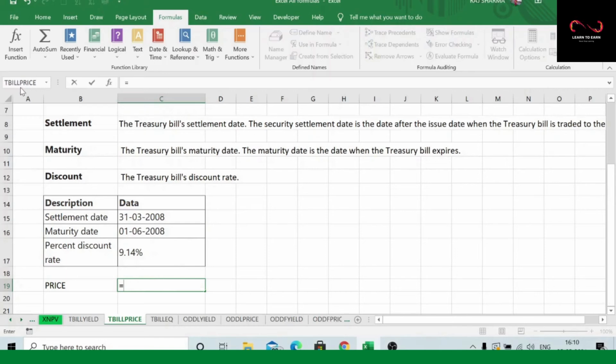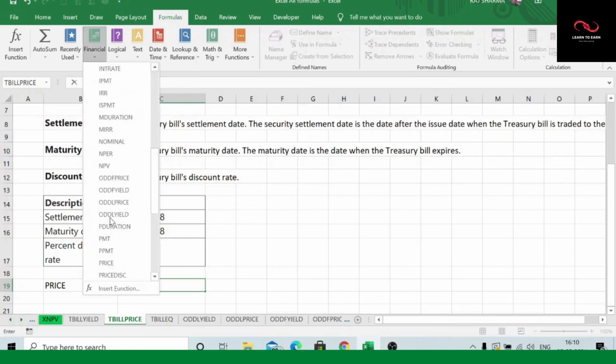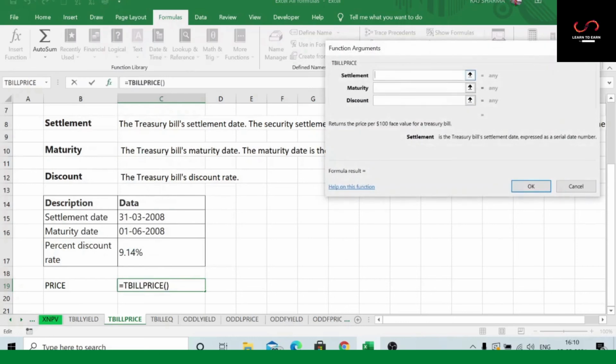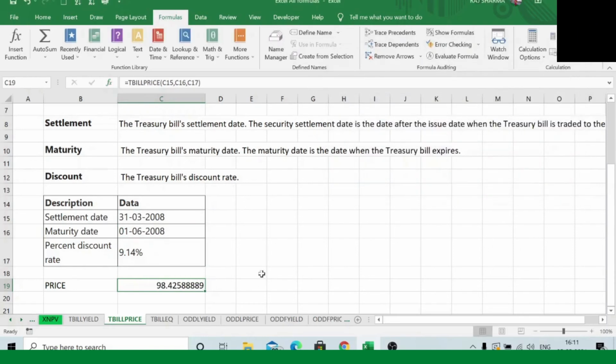So for that you have to use this T-bill price. You can get this from the formula tab, in that you have to go to financial, and in this you have to get the T-bill price function. And then put the settlement date, put the maturity date, put the discount rate, and you will get the price of the treasury bill. So this treasury bill is available to me at 98.425 on 31st March 2008, which is at a discount of 9.14% and has a maturity of 1st of June 2008. So I hope this formula is clear to you.